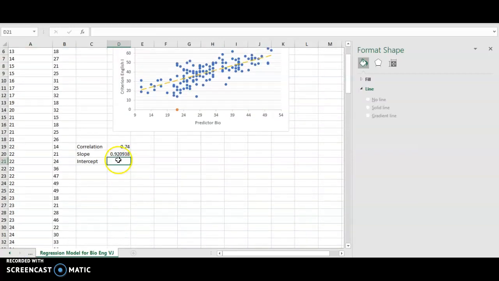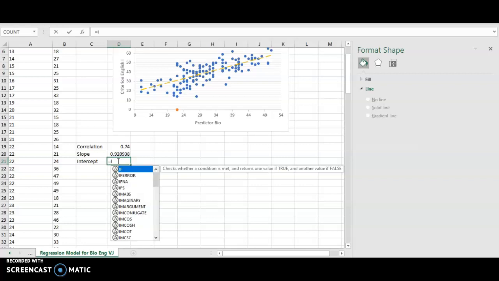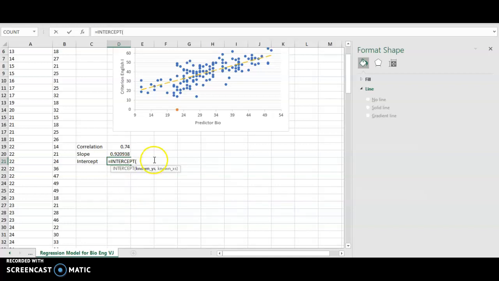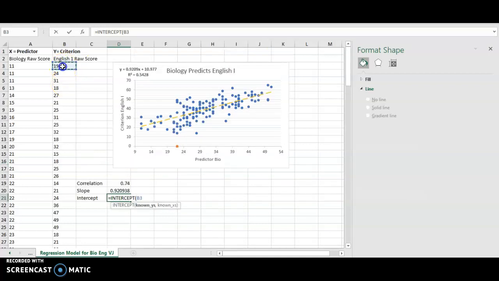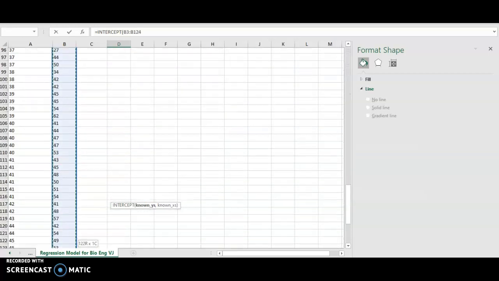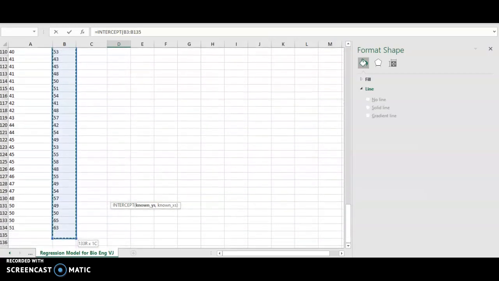So I have a slope of 0.92 and a y-intercept, which actually matches what I got before. Always good to check. Again, I'm going to put my y's in first, then my x's.